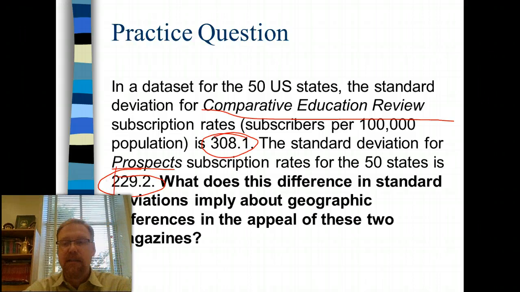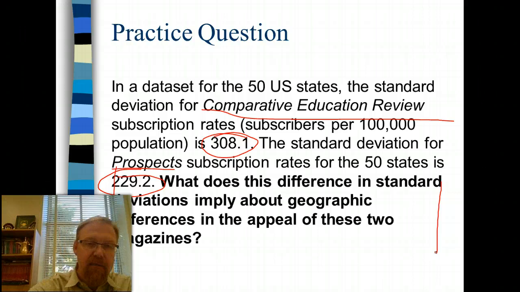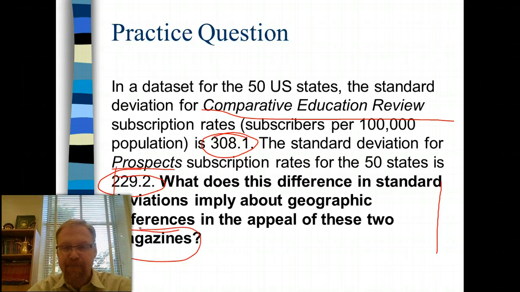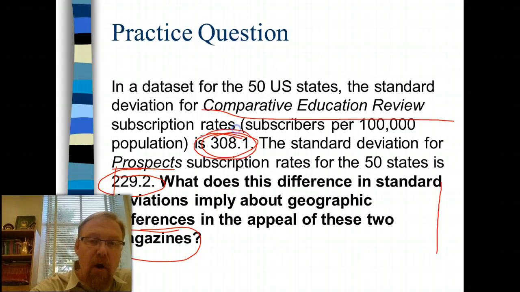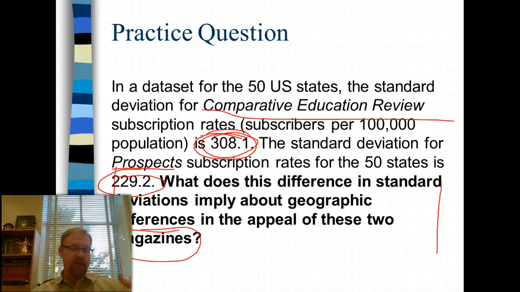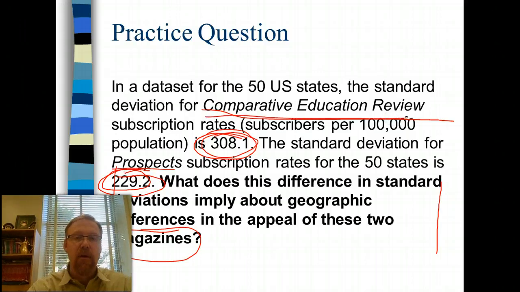So what does this difference in standard deviations imply about geographic differences in the appeal of these two, I should say journals, not magazines? What does it mean? So one is 308 and one is 229. So what? Well, the answer is pretty straightforward. It simply means that the popularity of the Comparative Education Review varies more widely across states than does the popularity of Prospects. This is a larger variation across the United States, all 50 states, whereas Prospects is more limited. It suggests that there is a wider distribution of subscribers across the United States to the Comparative Ed Review than there is to Prospects.